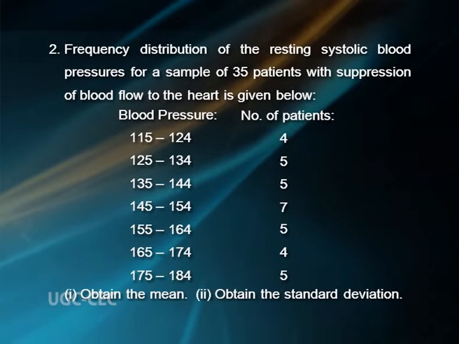2. Frequency distribution of the resting systolic blood pressures for a sample of 35 patients with suppression of blood flow to the heart is given below. Blood pressure 115 to 124, 125 to 134, 135 to 144, 145 to 154, 155 to 164, 165 to 174 and 175 to 184. The corresponding number of patients 4, 5, 5, 7, 5, 4 and 5. Number 1, obtain the mean. Number 2, obtain the standard deviation.